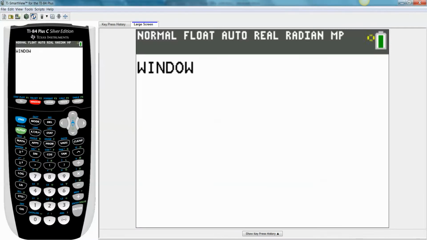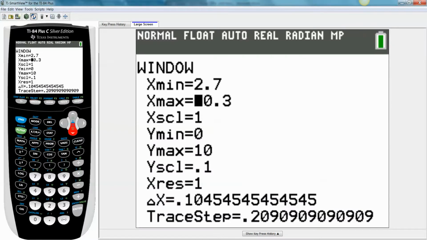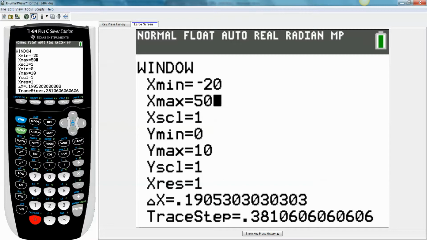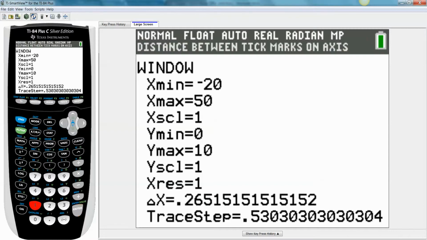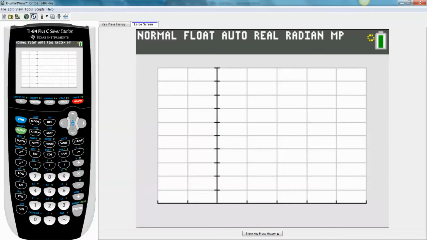All right, so let's go back to the window. We need to see some more. So for one thing, I want my y scale to be like 1. That way it goes 1, 2, 3, 4, 5, 6, and so on. And then x min I need a lot lower than I've got. How about negative 20 to 50? Let's just see. I don't know for sure if this is going to work. And then I'm going to pick 10 to be my scale. Let's graph it now. Okay, there's the parabola.